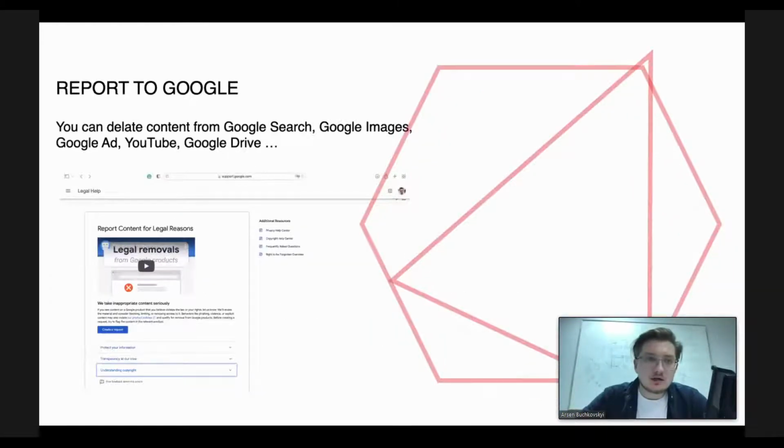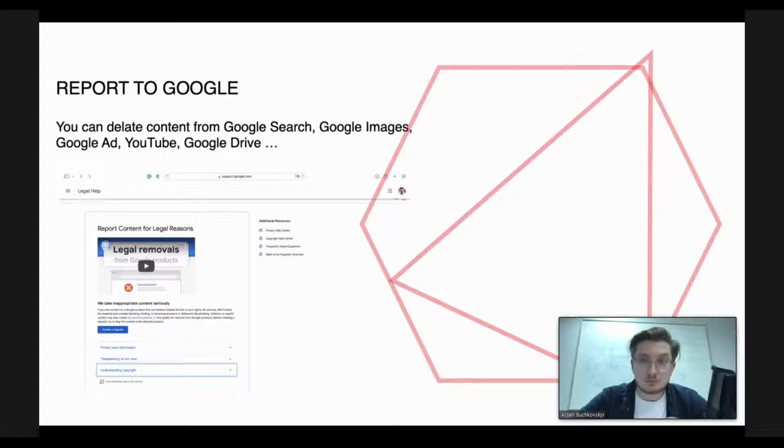In case it's not a big service provider and it doesn't want to delete anything, you should go to the next level. In this case, I recommend you send a DMCA notice to Google. Google has a special DMCA form on the website support.google.com. You can just click create a request, and by this form you can delete your content from lots of Google services.